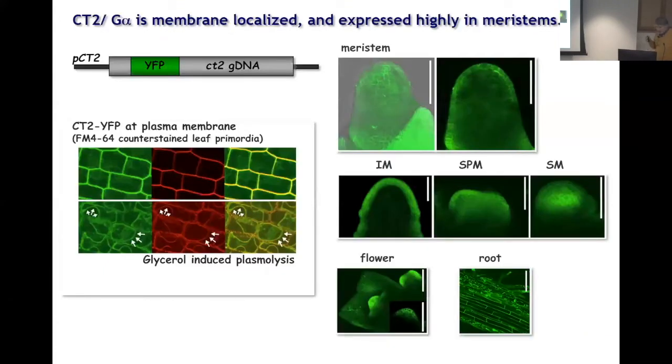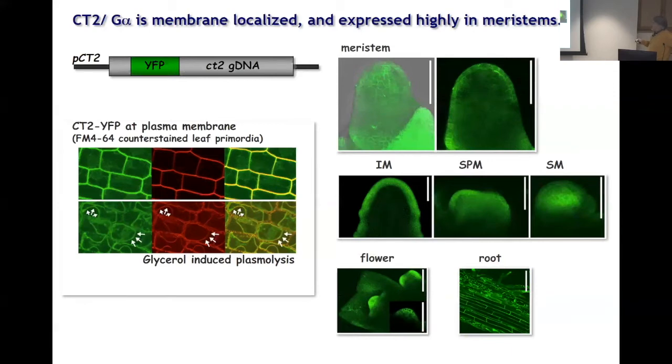Okay, so we had epistasis with Fe2, suggesting these proteins may be acting together. So we wanted to look further at that, and so we made a GFP or YFP fusion of CT2 and fused it in frame with the native promoter with the CT2 coding region. We could image it, and it's on the membrane, which is what is predicted from all the work in mammals.